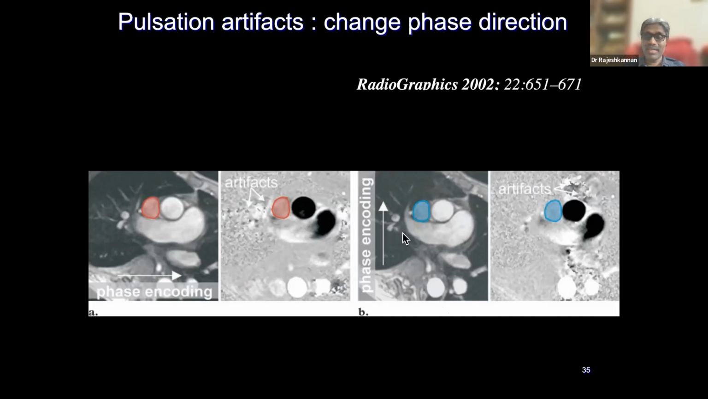So whenever your area of interest is a particular vessel where you get the pulsation artifact, just changing the phase and the frequency direction will be helpful.